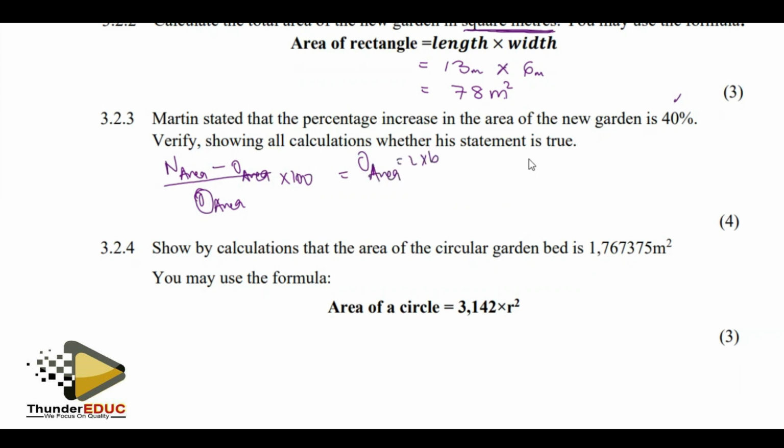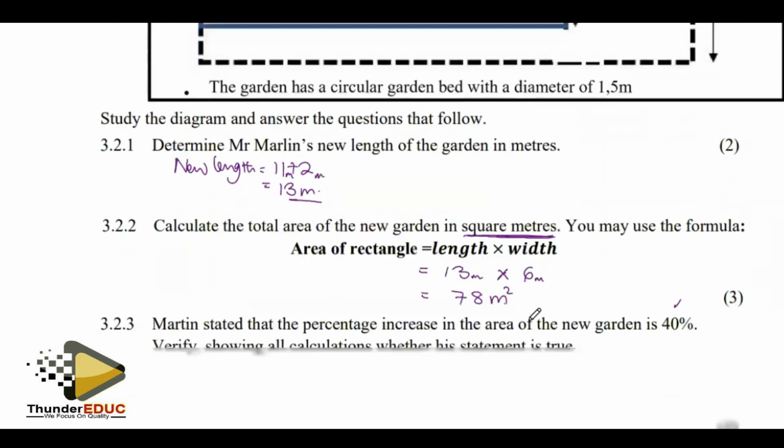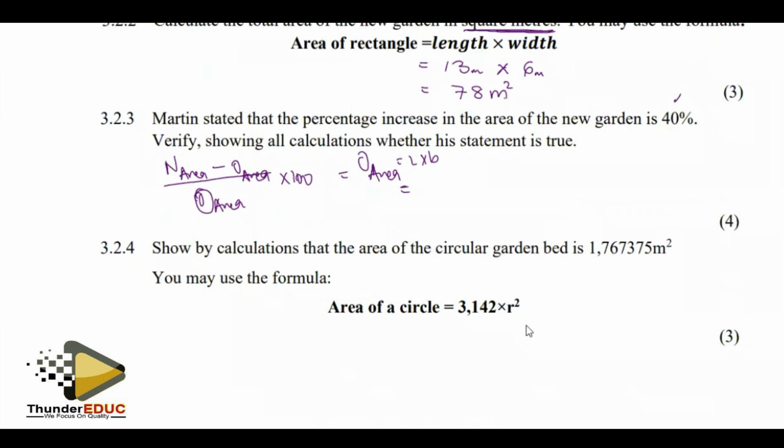Old area is L times B. Let's go back to the diagram. What's my old area? It's 11 by 5. So I'll multiply 11 as length, 5 as width. And the answer becomes 55 meters squared. So I have the old area. I'm going to substitute: new minus old divided by old times 100. The new is 78 minus 55, which is the old. I divide by 55 and multiply by 100.